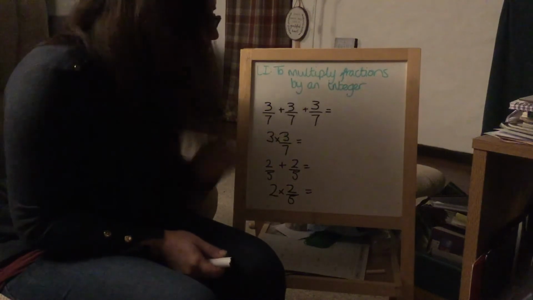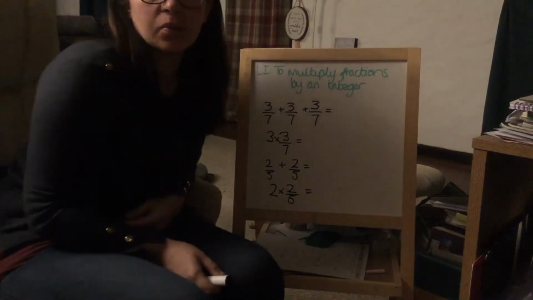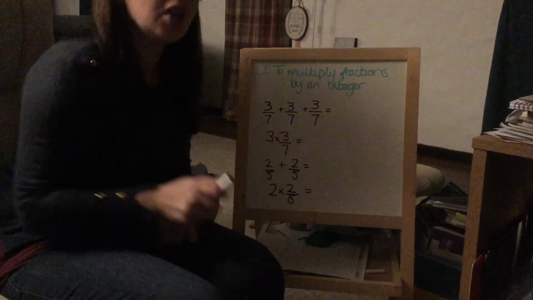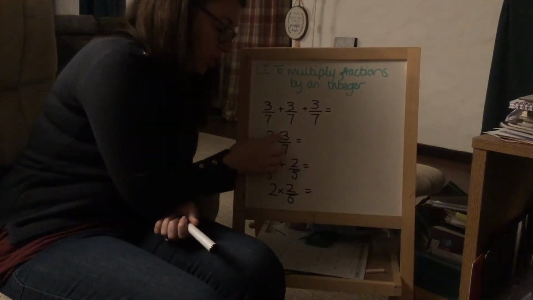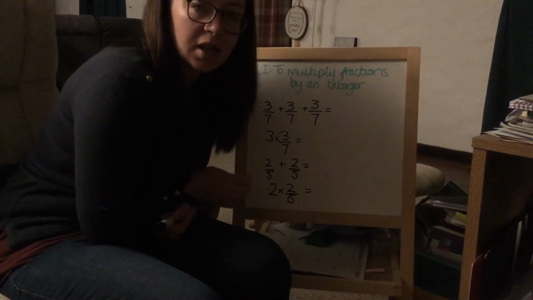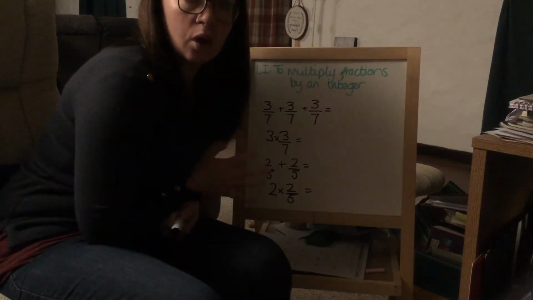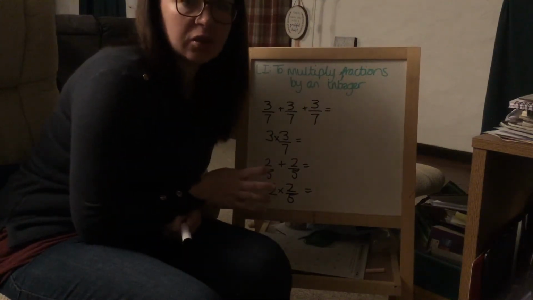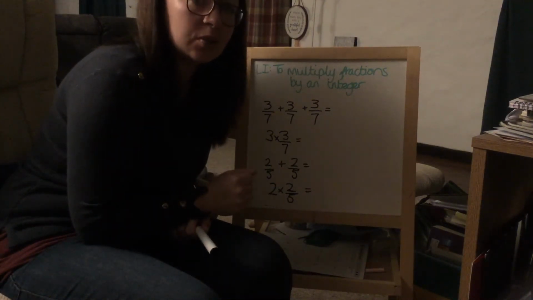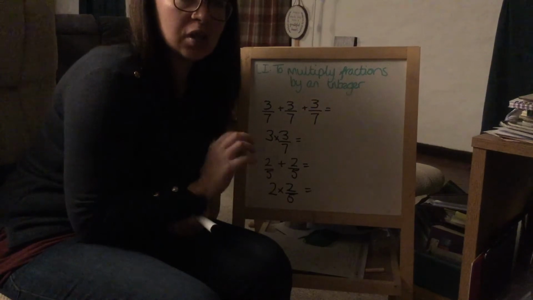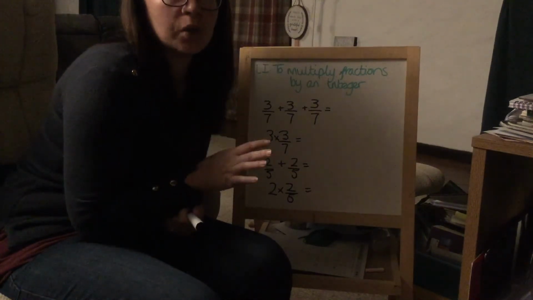Today we are still looking at multiplying fractions by an integer. The only difference today is that your numerator is going to be bigger than 1. Yesterday all your numerators were 1. Today they're just going to be different. So same method, exactly what you were doing yesterday, just with a few slight tweaks. I know you're all going to be amazing.